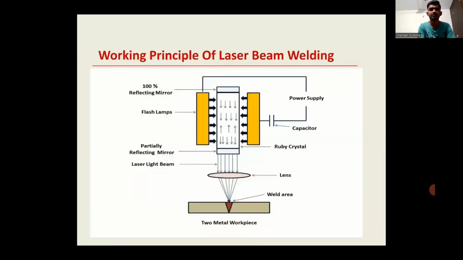Working principle of laser beam welding: 100% reflecting mirror, power supply, capacitor, ruby crystal, lens, weld area, two metal workpieces, flash lamps, partially reflecting mirror, laser light beam.